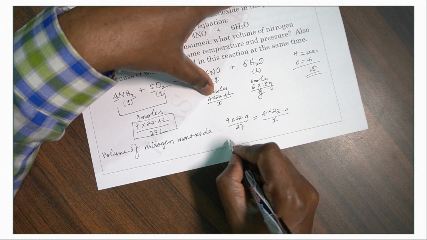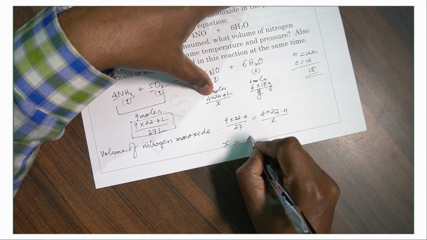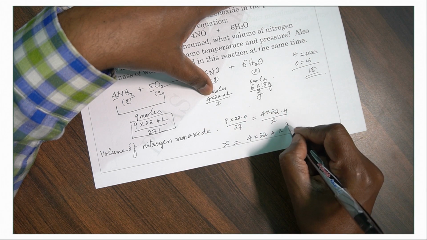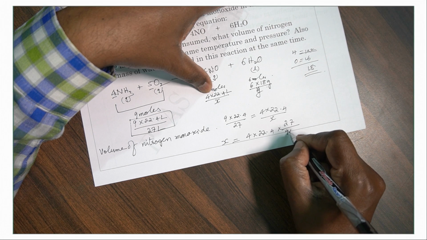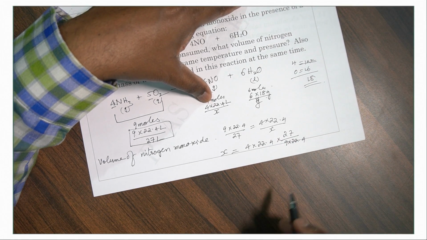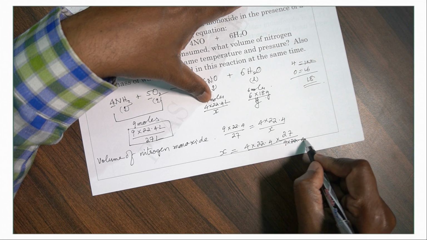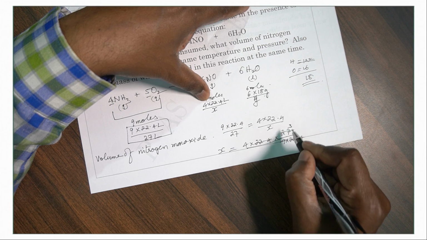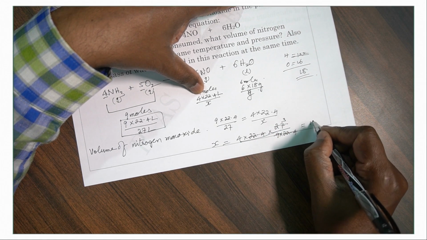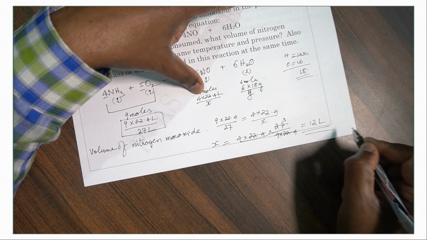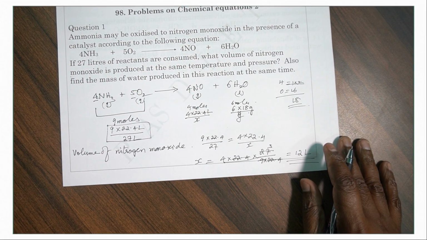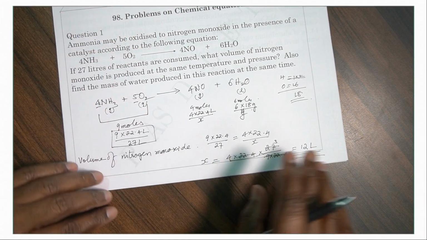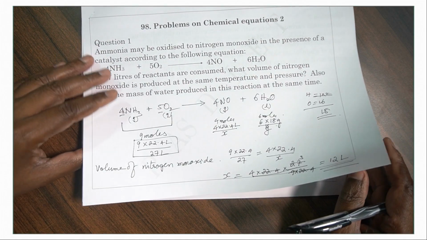So what is X? Cross multiplying, X is equal to 4 into 22.4 into, this will go to the other side reciprocated, 27 upon 9 into 22.4. We can cancel, since it is a fraction. 22.4, 22.4 gone. 27 and 9, 3. So what is left? 4 into 3. That is 12 liters of nitrogen monoxide is formed. I think it is very easy. You understood? The problem is only finding here because they gave the reactants together. We have taken it together. The other things are the same as we have done in the previous question.